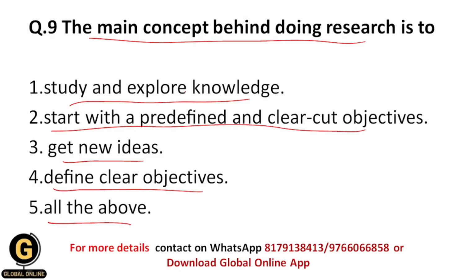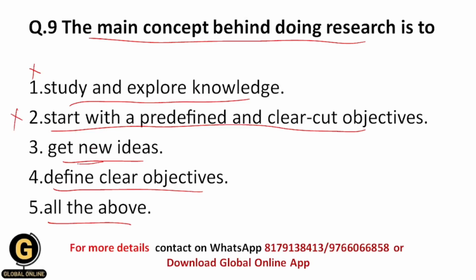Okay, so study and explore knowledge. So the concept behind doing research is to study and explore knowledge. It is correct, but it is not the main concept, okay. So this is incorrect. Start with predefined and clear-cut objectives. Okay, so whenever we start with predefined and clear-cut objectives, then this is the approach of doing the research. It is not the main concept behind doing the research, and that's why it is also incorrect.